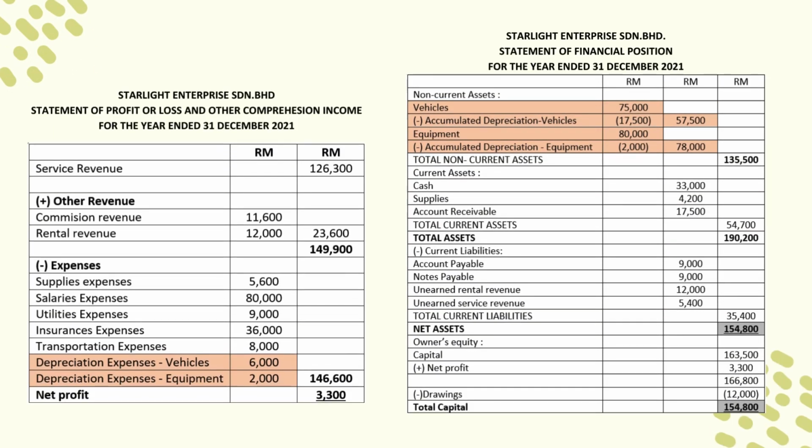So now we go to the next part, which is the overall view for question 1 and question 2. For the statement of profit or loss and other comprehensive income, we have depreciation expenses for vehicle and depreciation expenses for equipment 2,000 ringgit. And for the statement of financial position for the year ended 31st December 2021, we have accumulated depreciation vehicles 17,500 ringgit and accumulated depreciation for equipment 2,000 ringgit.